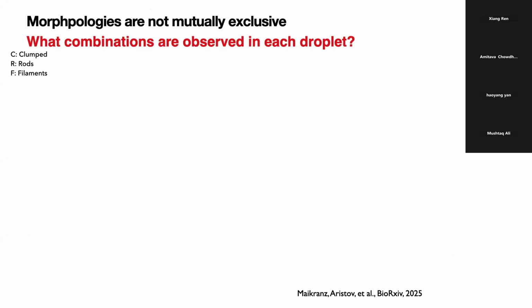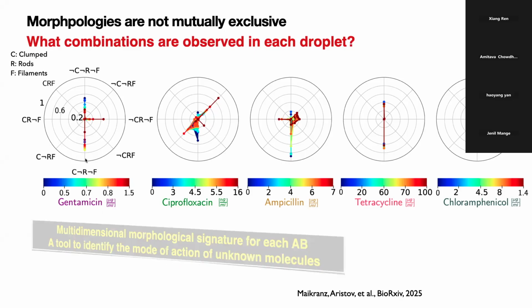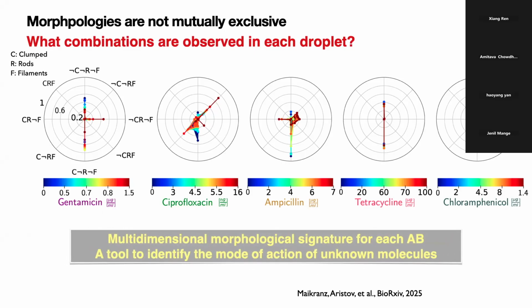But I'm not going to show you a real biological conclusion, but what I will show you is that by combining together these different measurements, what you can find is that for each one of the antibiotics, as you go from low concentration to high concentration, you go through morphology space in a complicated way. And this is really interesting because what this is telling us is that you can calculate, you can measure multidimensional morphologies for each one of the antibiotics at different concentrations. And this is a way to identify how the antibiotic interacts with the cells.